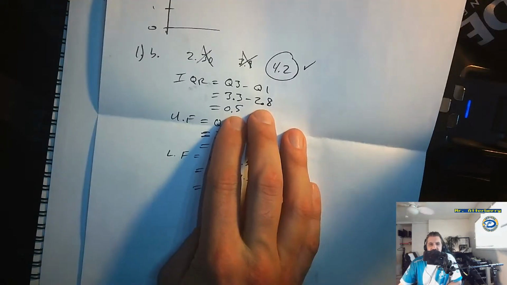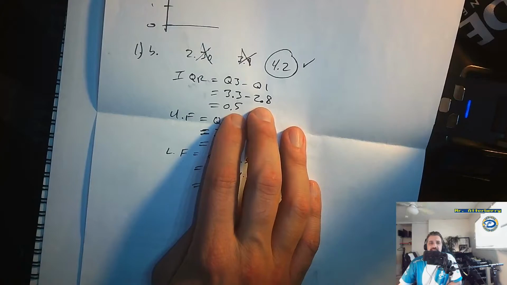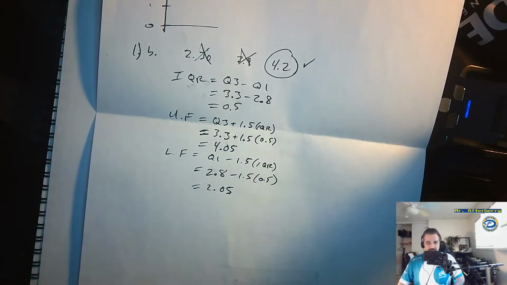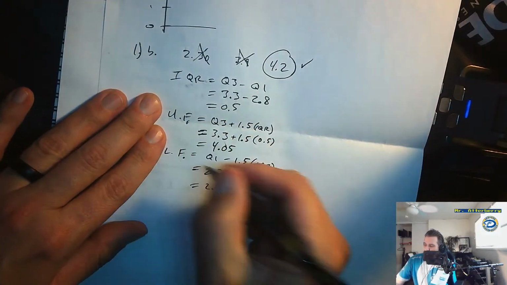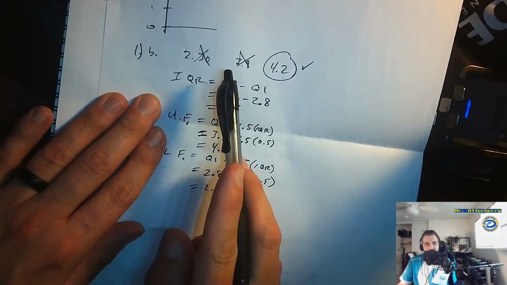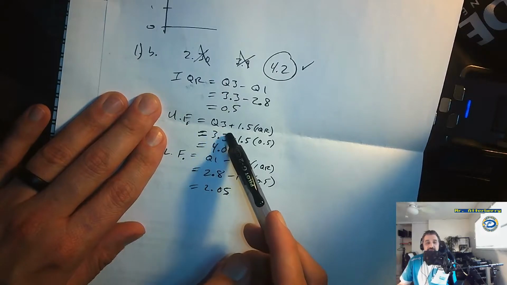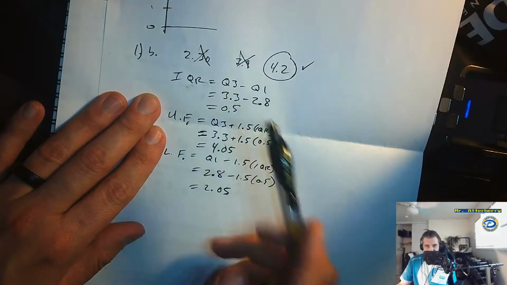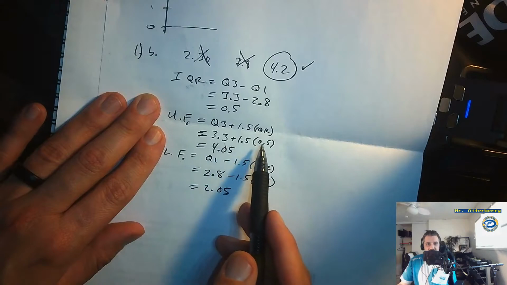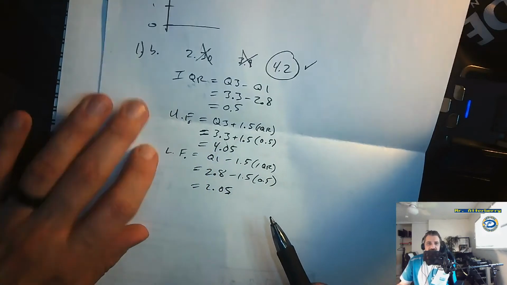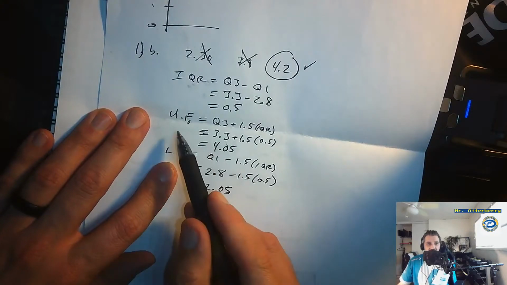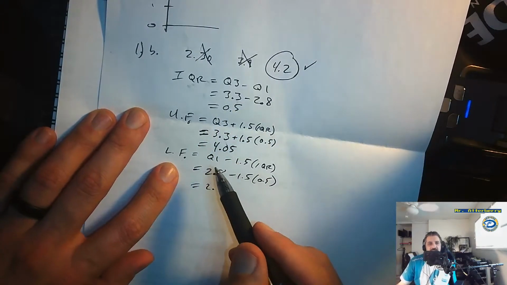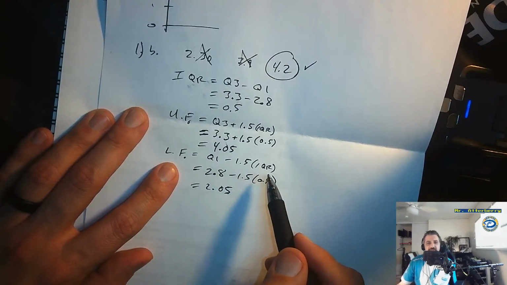I take that 0.5 and plug it into two little mini equations. The first equation is the upper fence, UF. With the upper fence, we take our third quartile, which was 3.3, and add 1.5 times the IQR. So we get 1.5 times 0.5, and when we multiply and add that up, you get 4.05. Is there anything above that number? Yes, we got 4.2.